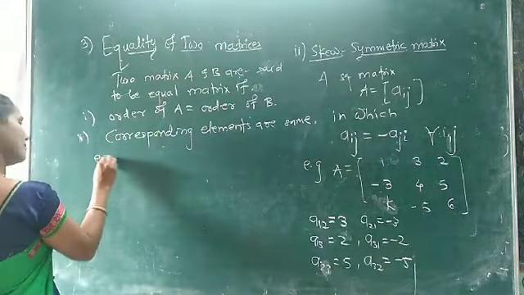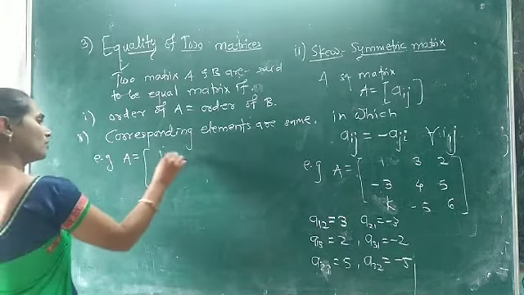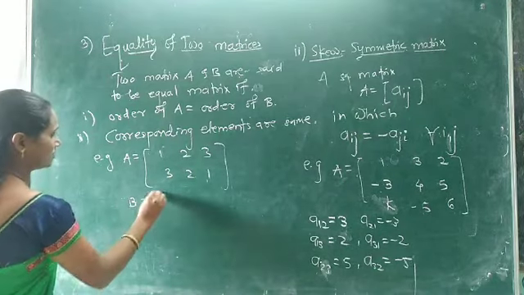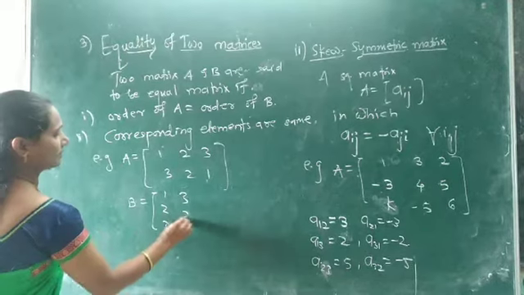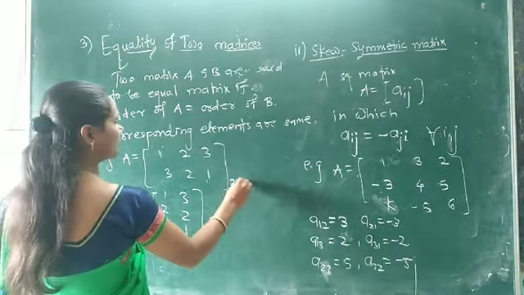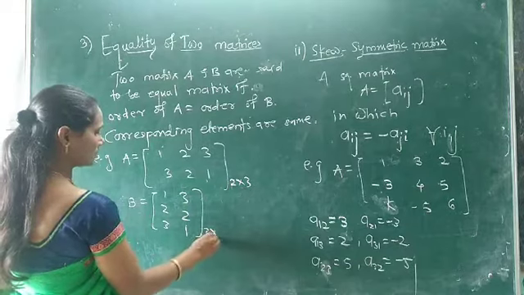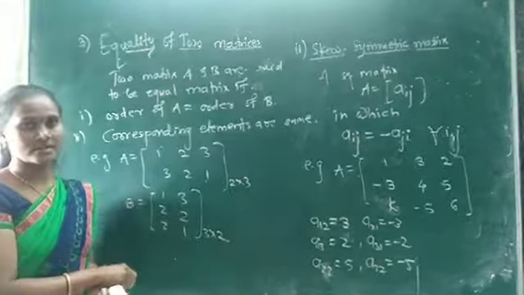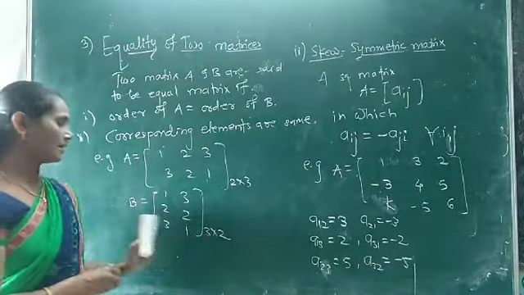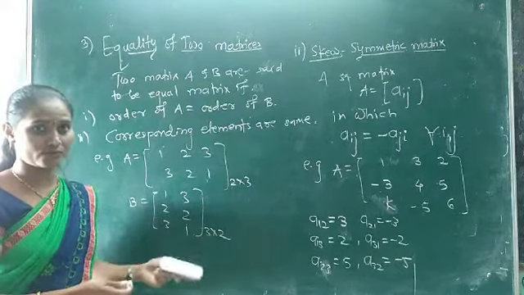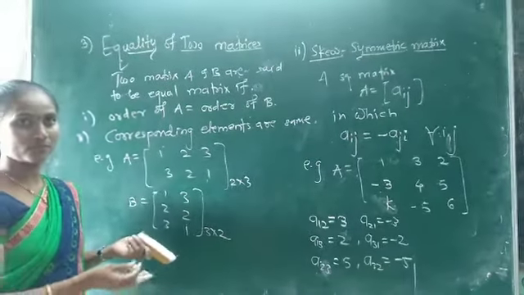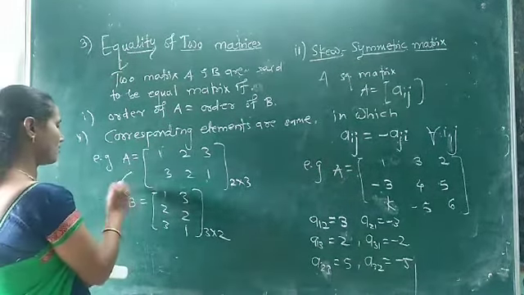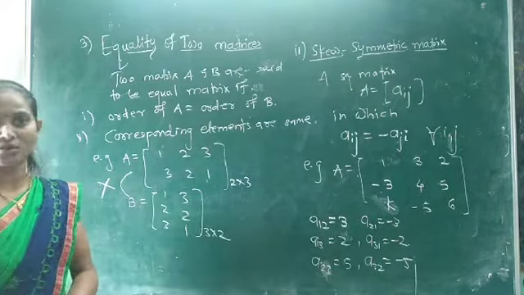For example, A is equal to 1, 2, 3 and 3, 2, 1, and B is equal to, I am taking the matrix, 1, 2, 3 and 3, 2, 1. So here the order of A is 2 by 3 and the order of B is 3 by 2. Is the order of these two matrices the same? No. So first of all, the order of the matrices is not the same. Then we don't check whether the elements are the same. If the order is not the same, then the two matrices are not equal.